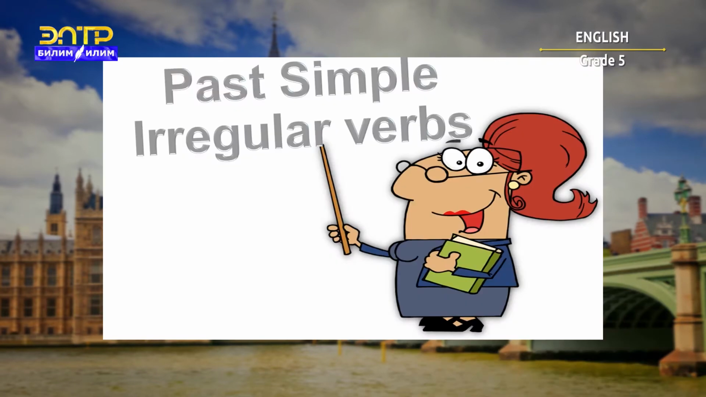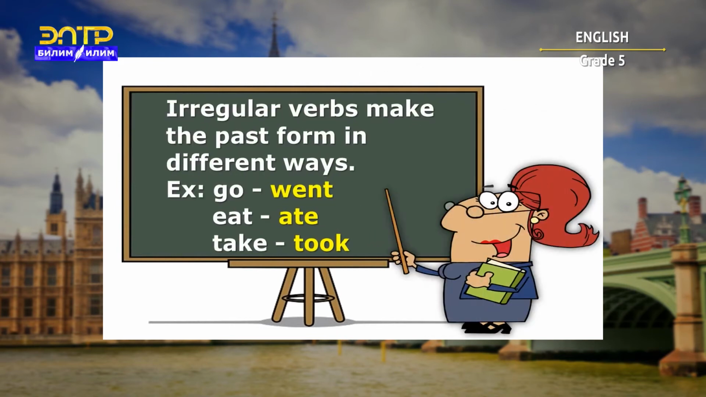In our lesson, we are going to continue working on the theme past simple. Today we will learn the most common irregular verbs and their past forms. So, what's an irregular verb? Irregular verbs make the past form in different ways. For example, go, went, eat, ate, take, took. That's a verb where the past tense form is quite different, or sometimes completely different, from the regular base form of the verb. Let's look at an example here.